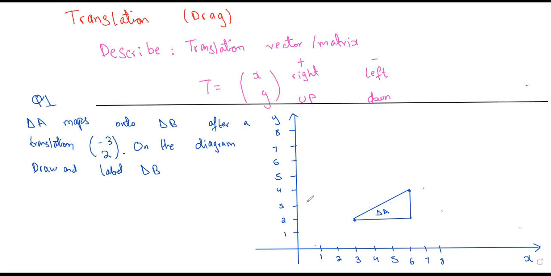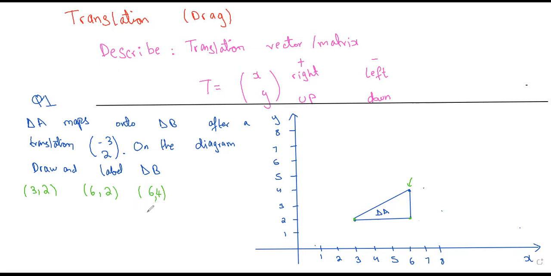Okay. First, let's just write down the points, all the coordinates of triangle A. So the first one is 3, 2. The second, can anyone help me in writing down this coordinate, please? Saneem, Rania, Yusra, anyone? 6, 2. Very good. And then the last coordinate. Very good, Rania. And what about this one? Can anyone tell me? 6, 4. Very good. Excellent. Now we have all the coordinates.